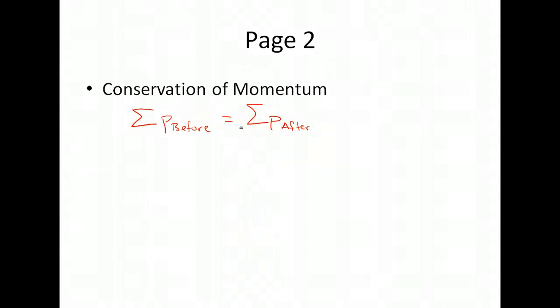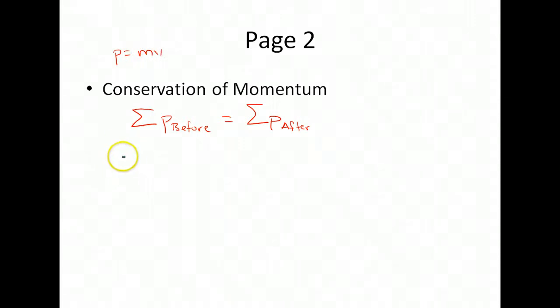And the event could be an explosion, or it could be a child jumping on a sled. It could be two people pushing off of each other on ice. There's multiple different events that could occur here. Okay, so with this, let's just say there's two objects, object A and object B, and we'll just use your equation for momentum, mass times velocity here.